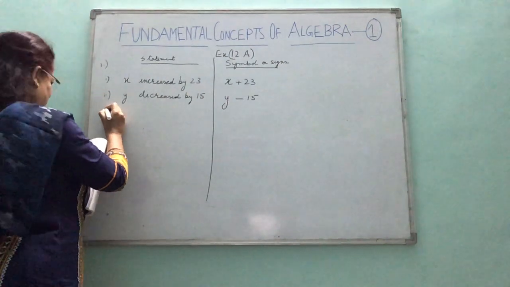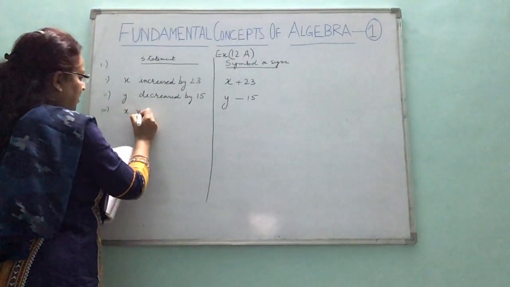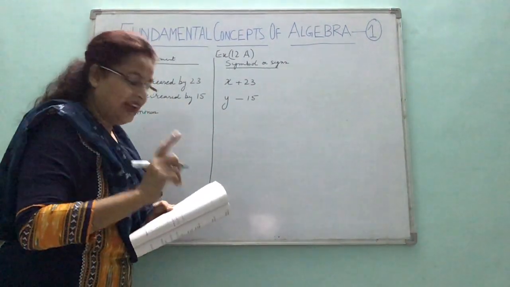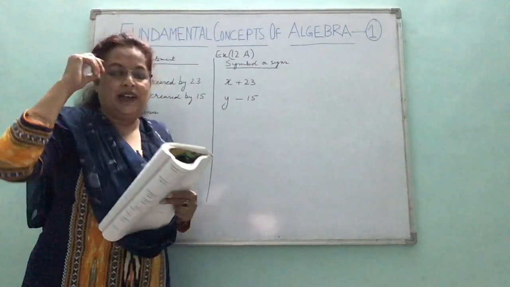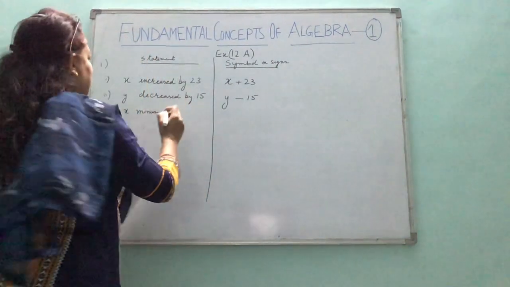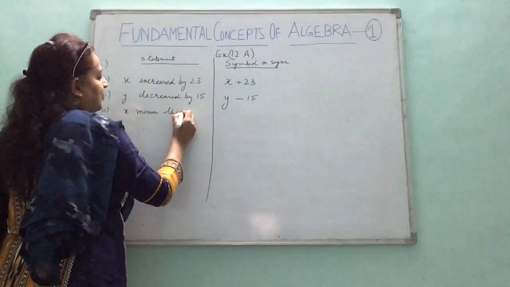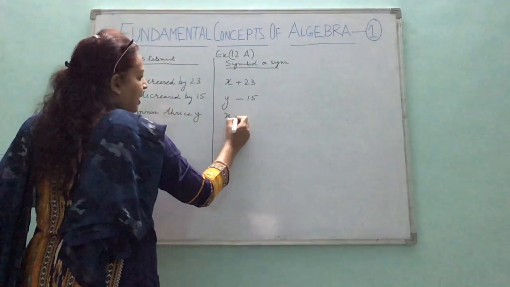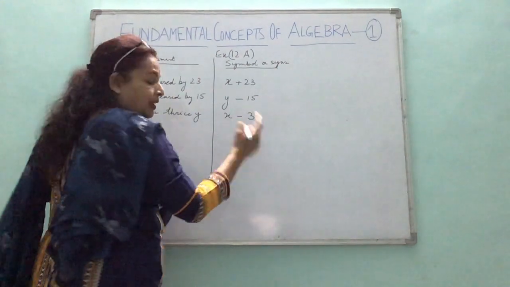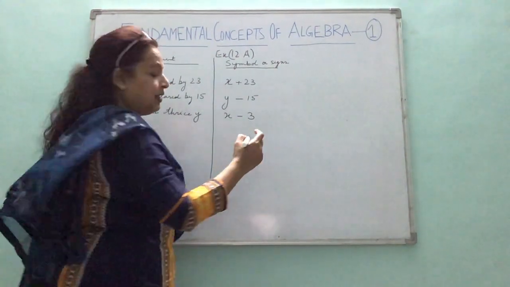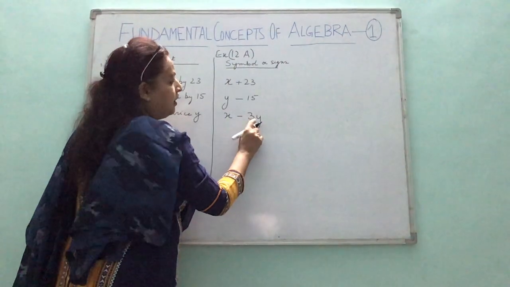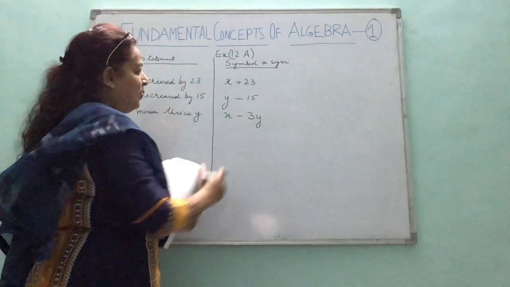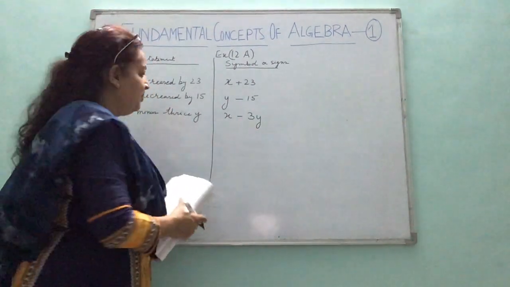Third, x minus thrice y. Now minus, we all know what the symbol is. Thrice means 3 times. Times means multiplied. So from x I subtract 3 times y, 3 into y. And we don't write the multiplication symbol, we just write 3 and y next to each other. It automatically means they are multiplying, 3 times y.